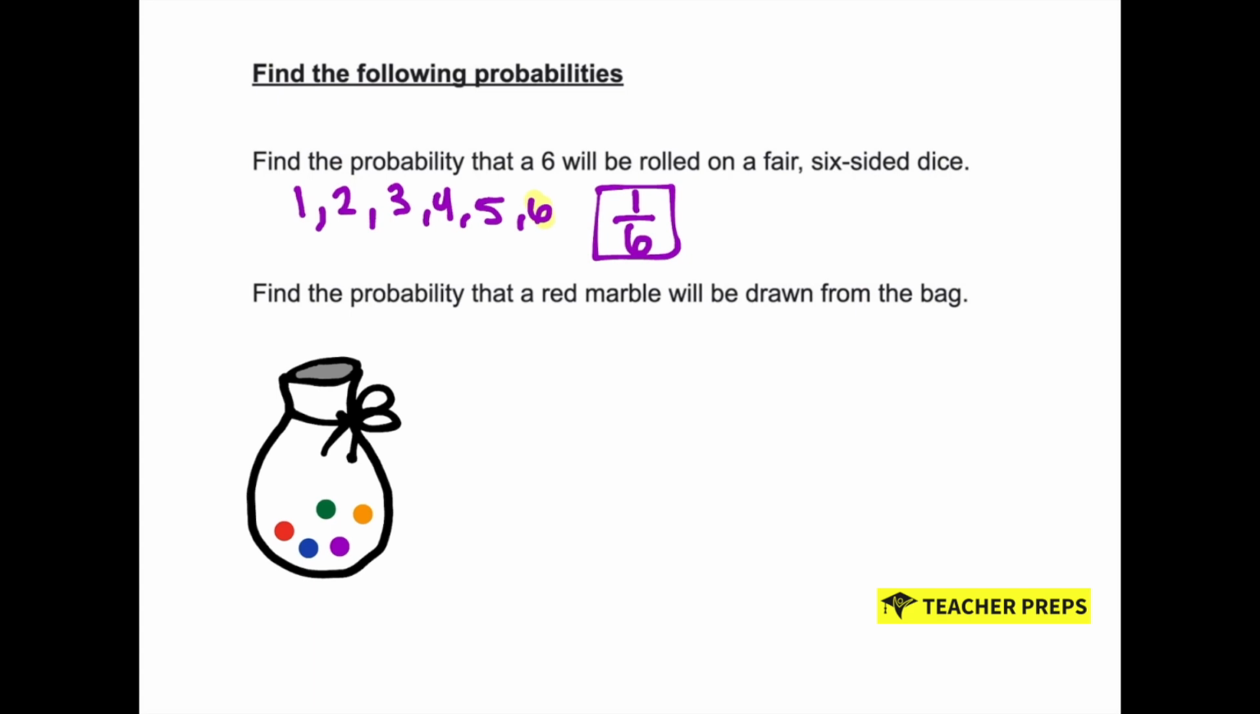Go ahead and pause the video and try this last one on your own. The last one says to find the probability that a red marble will be drawn from the bag. Well, how many red marbles are there? There's 1. And how many marbles are in the bag? There are 5. So our probability of getting a red marble is 1/5.